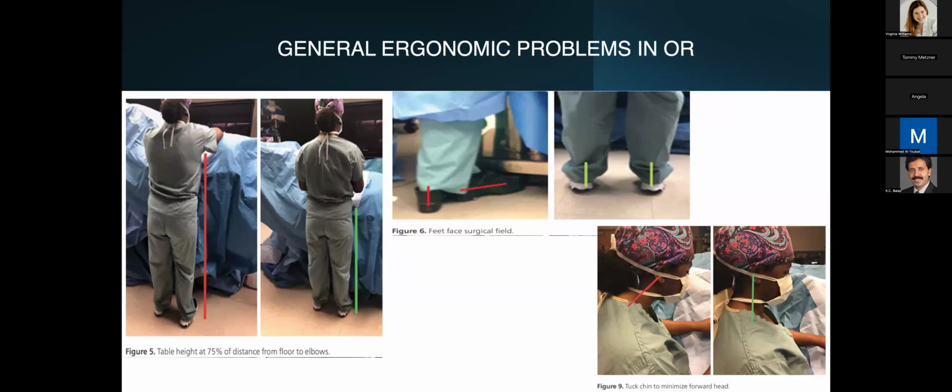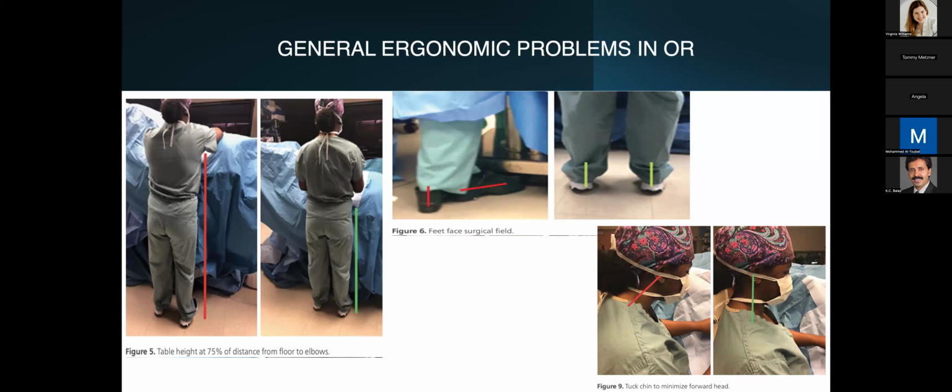So you can see in this picture to the left, table height should always be at 75% of the distance from the floor to your elbows. You can see how this high table in the red is problematic. But if you bring it down to 75%, you have your elbows resting, and you don't have to arch your hands over. Your feet should always face the surgical field at a 90-degree angle, perpendicular to the table.